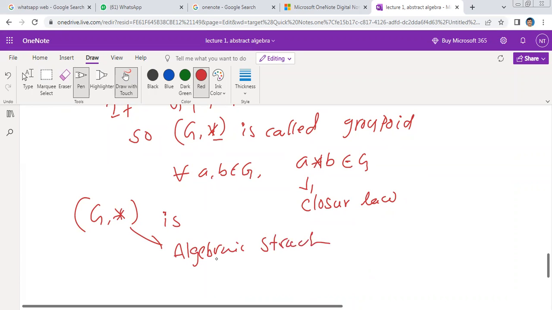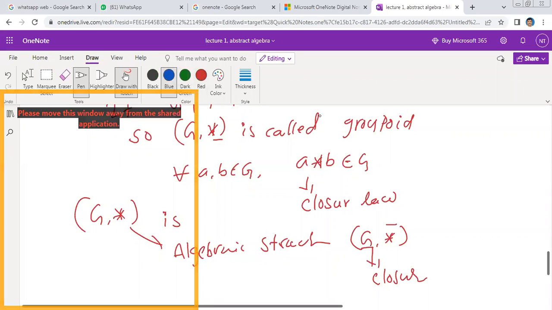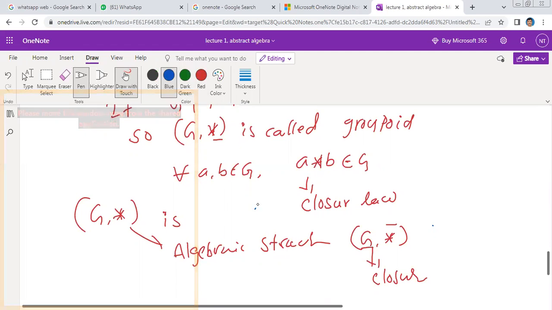What is meant by algebraic structure? A non-empty set G together with a binary operation satisfying the closure property, a non-empty set G equipped with one binary operation satisfying closure property. This is known as the algebraic structure. We call it algebraic structure in this sense, right?